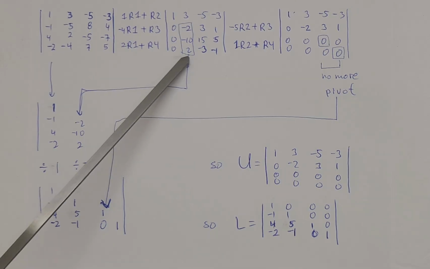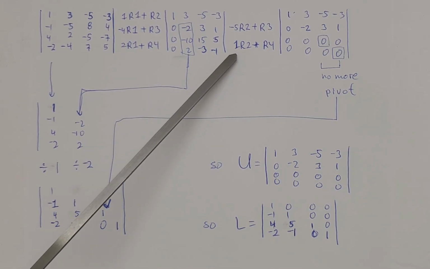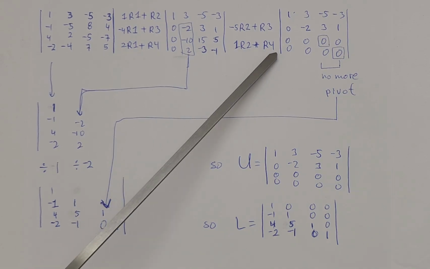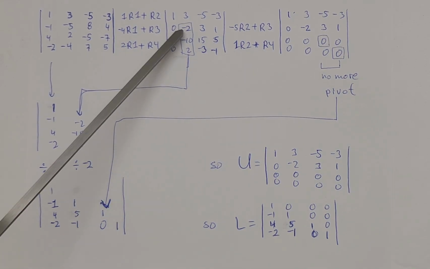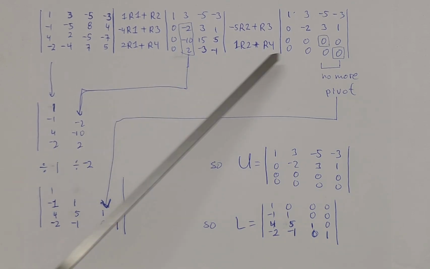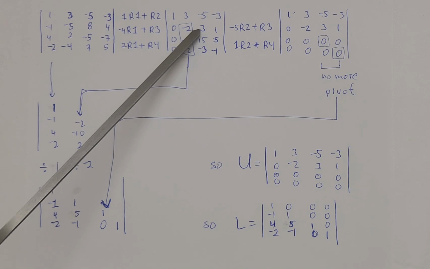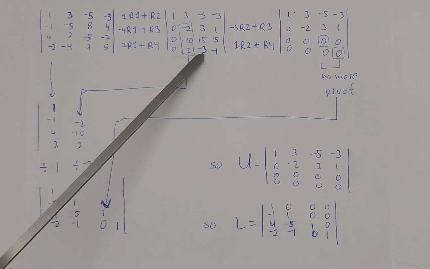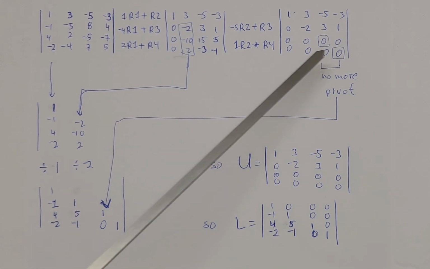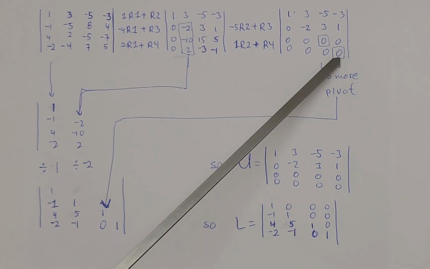So we need this to become a 0. So we just multiply by a 1. So 1 times R2 plus R4. So 1 times -2 is -2, plus 2 gives me this 0. 1 times 3 will be +3. 3 subtract 3 will give me this 0. 1 times 1 is 1. 1 subtract 1 is this 0.